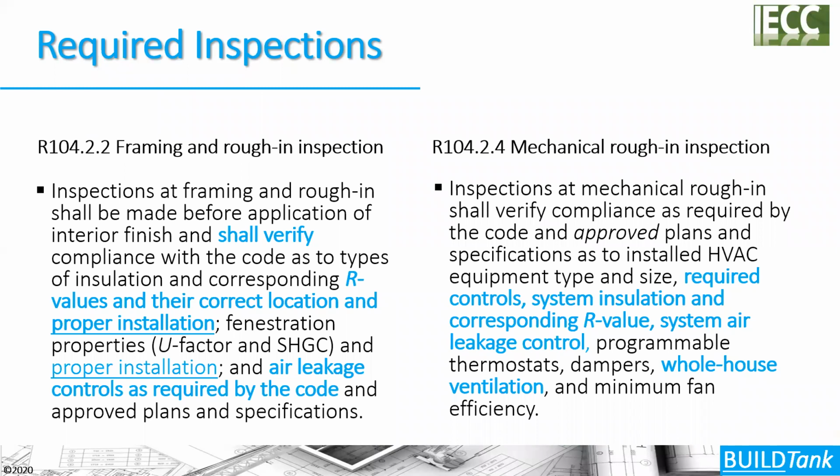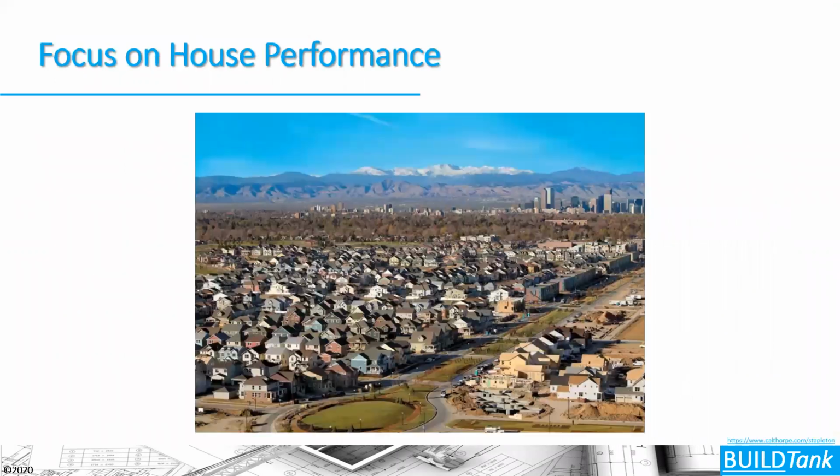On the mechanical side, again, we have to look and verify the required controls and system insulation and corresponding R values. So the R value that's on ductwork, for example, system air leakage, so the duct leakage testing potentially, and whole house mechanical ventilation, which is now a requirement. So this notion of inspecting our houses has really changed from just looking at, is something there, to saying, has it been installed to perform? And performance codes is really where things are moving here.